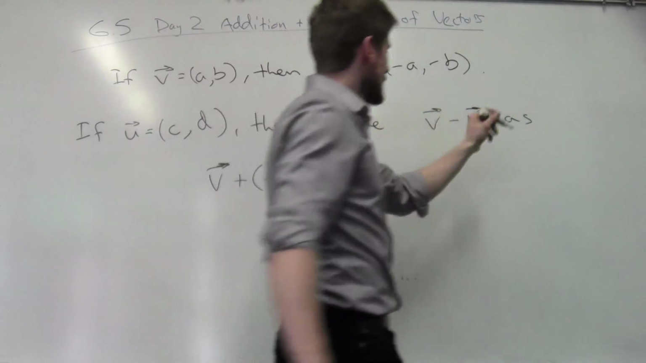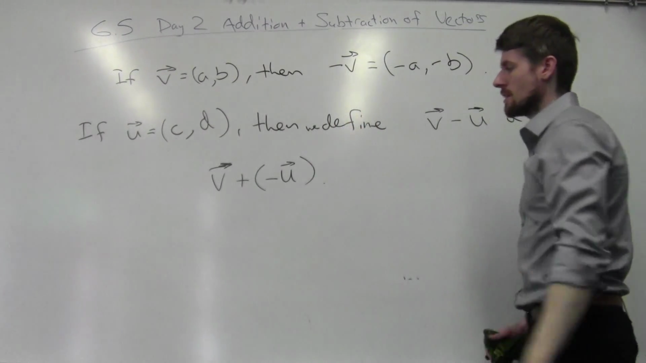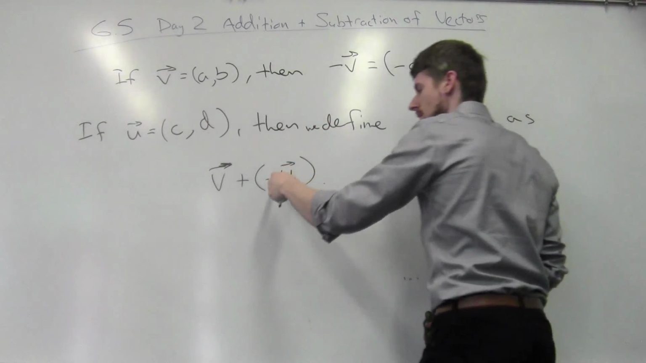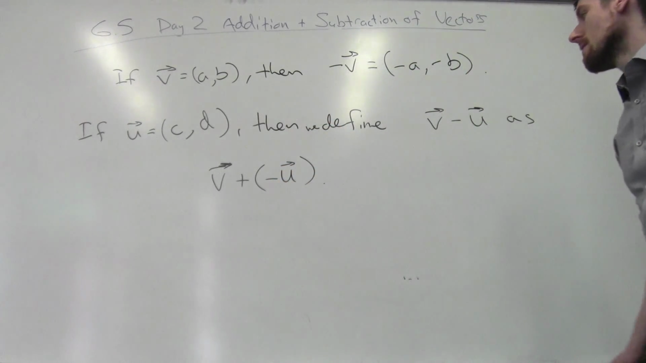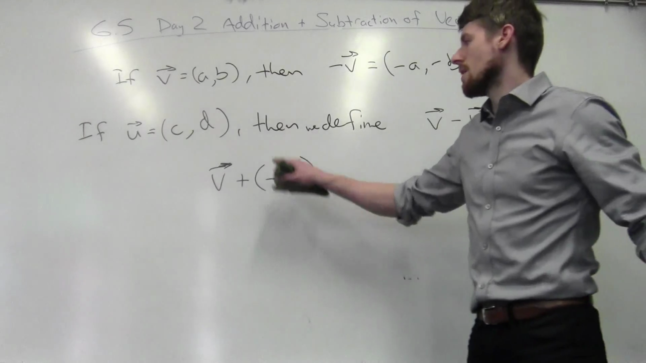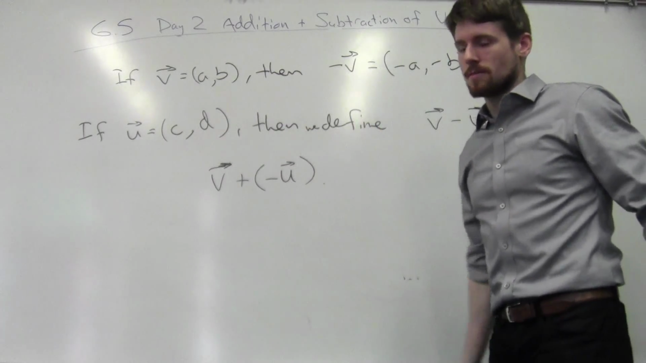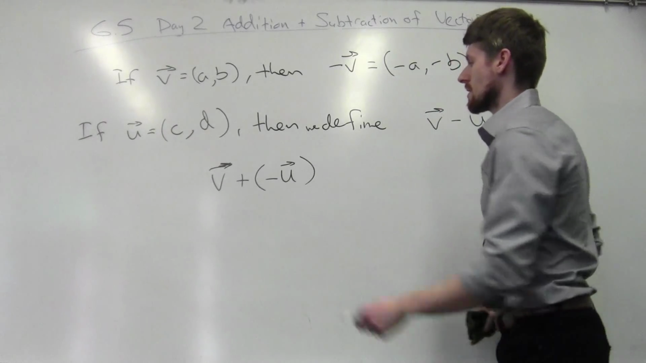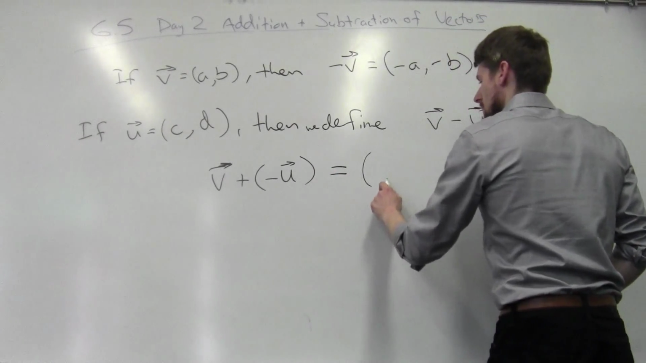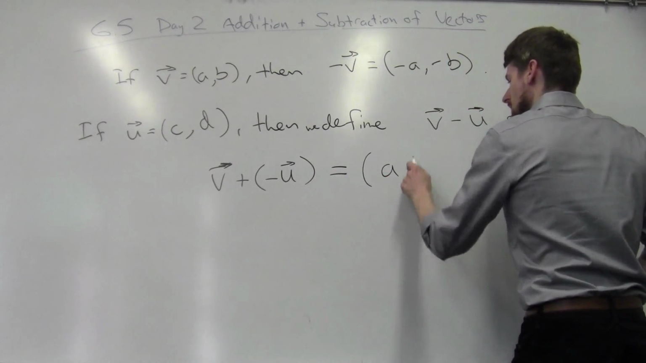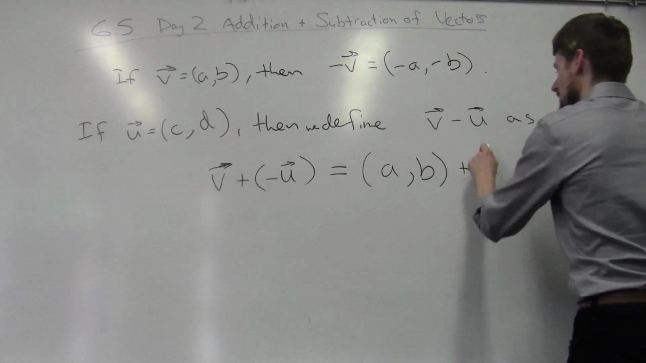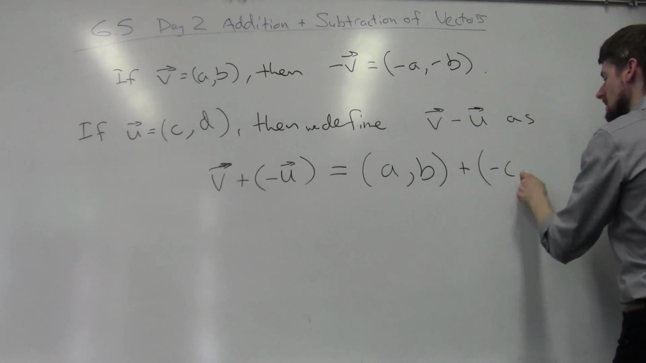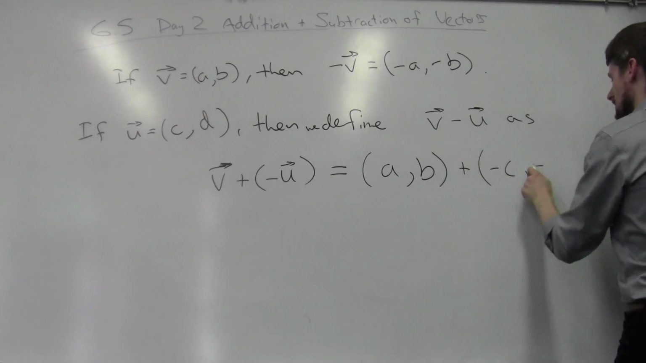We say that subtraction is really addition, but you add the negative, the additive inverse of u. We add the negative of u to v. And so what does this mean with the components? That says that we have a, b, and then we're adding to it negative c, negative d.